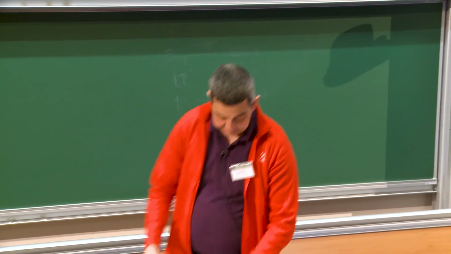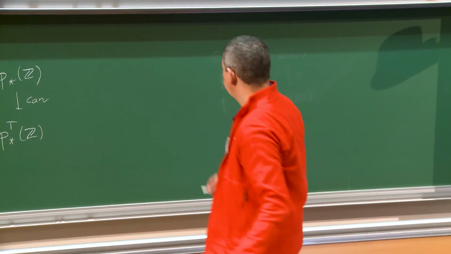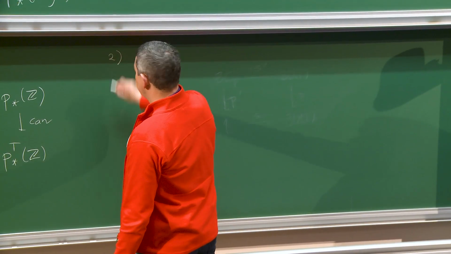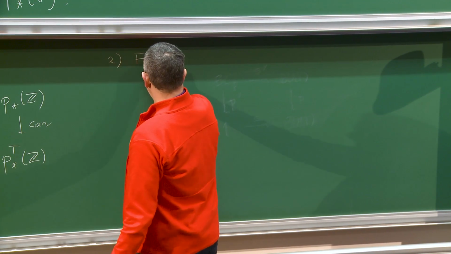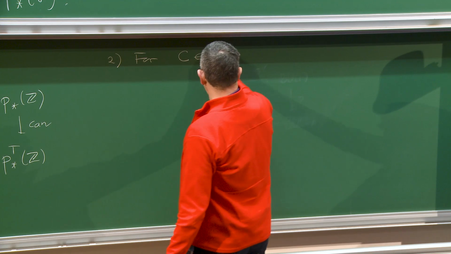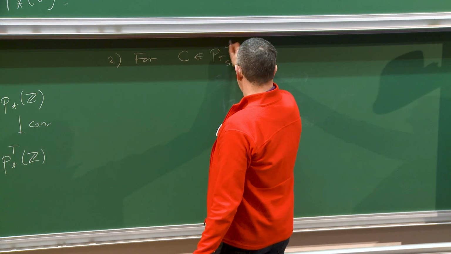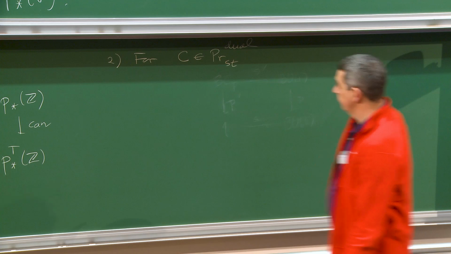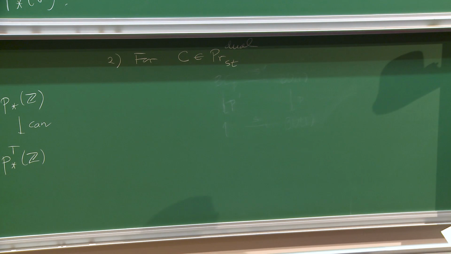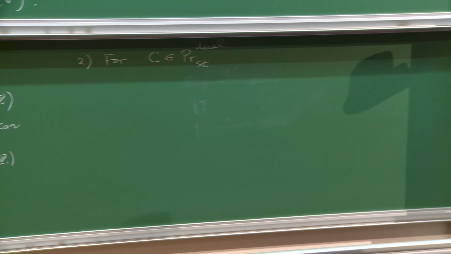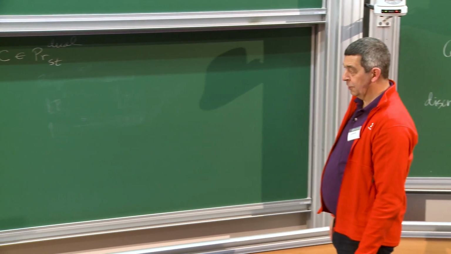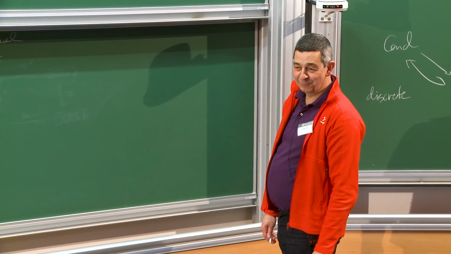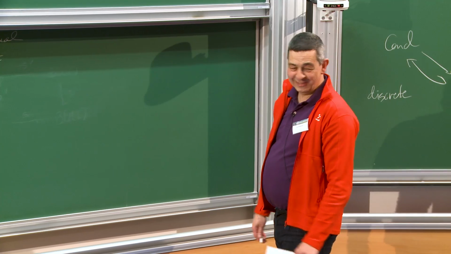Yeah, here's another example, which is that if C is a stable dualizable presentable infinity category. So is there anything special about Z? I mean, you can replace it by any spectrum. Yeah, but I chose C for a particular reason, which will become clear soon.